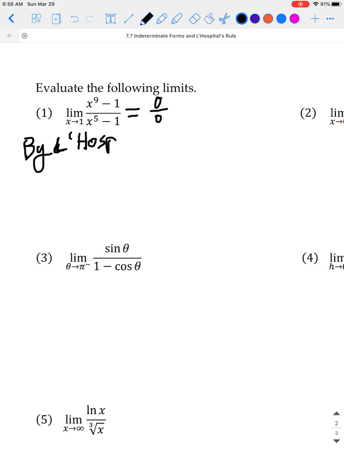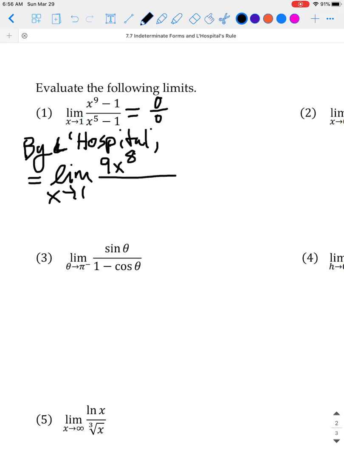So we can just say by L apostrophe H if you wanted to, or you could spell it out all the way, L'Hopital's. Sometimes it's just by L'Hopital, the limit as x goes to 1 of that original limit expression is going to be the derivative.